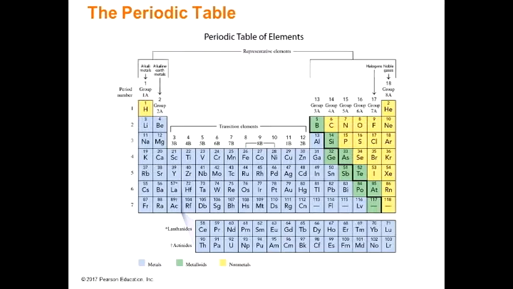Now, we also have metals. So we have more metals on the periodic table than we do anything else. Note that, because I asked that kind of a question. The periodic table is composed mostly of metals.